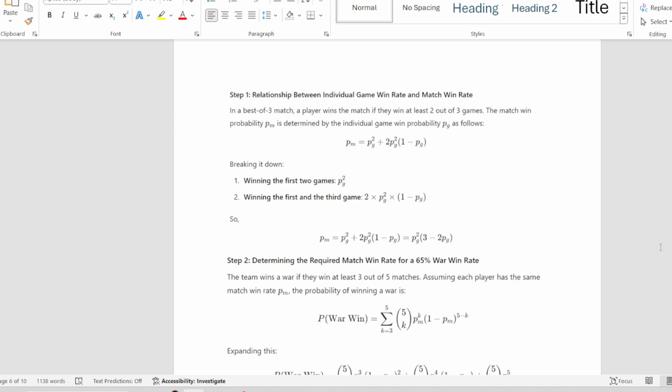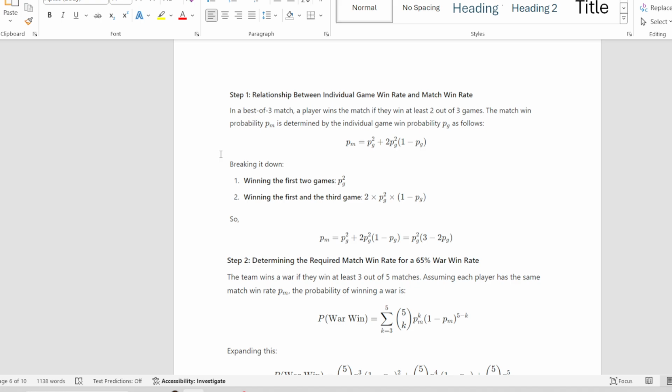The first step is setting up the problem and then solving for some of the variables. In the best of 3 match, a player wins if they win at least 2 out of 3 games. That's for individual games in a match, which then is a 5v5 in a war. P sub M is the match win probability. P sub G is your individual game probability. This gets a little bit tricky because with individual matches, you can sometimes only play twice and you can sometimes play 3 times.